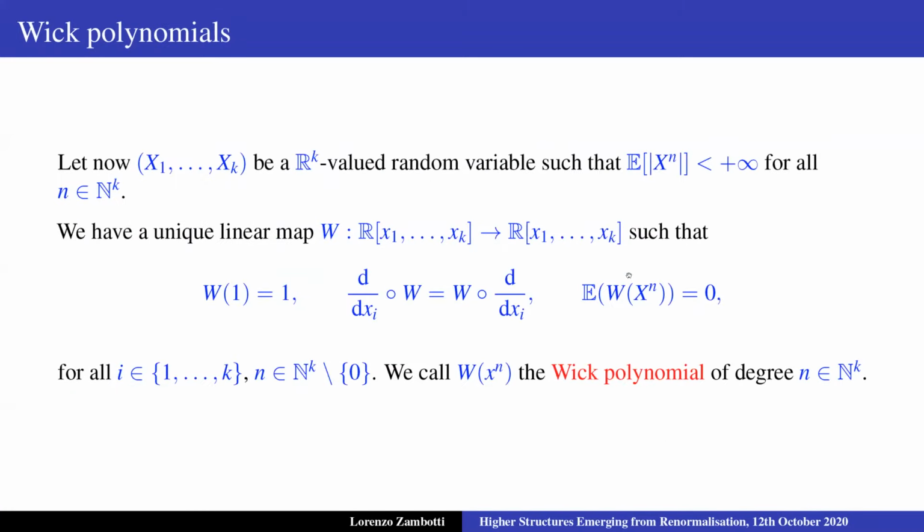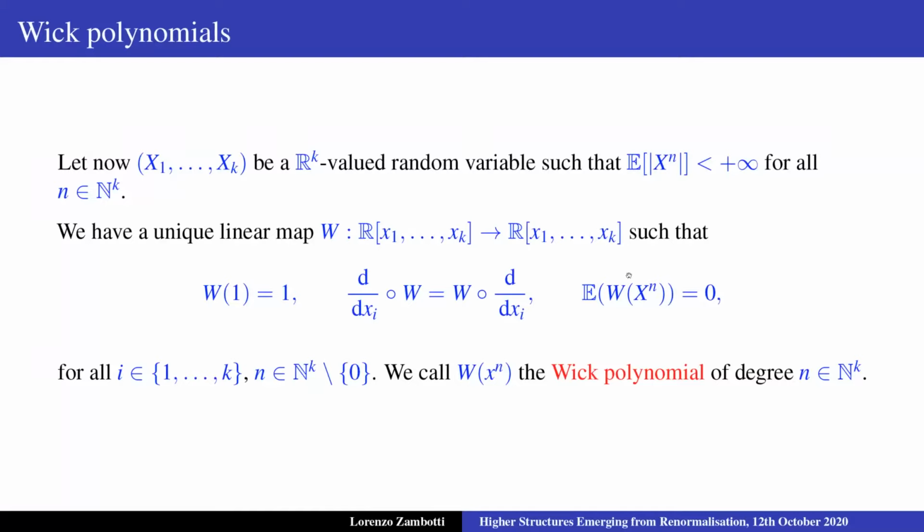So let me explain another object now for a couple of slides, which is Wick polynomials. If you have an R^k valued random variable which has all moments finite, so you take a power, where n here is a multi-index, x1 to the n1 times and so on up to xk to the nk, the absolute value of the expectation is supposed to be finite for all possible values of n.